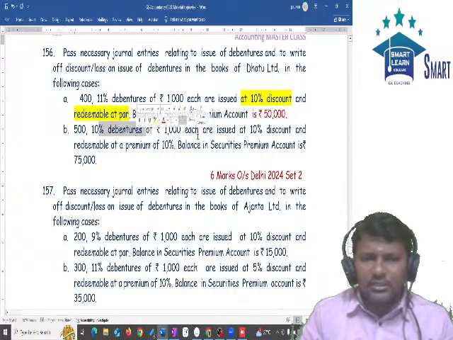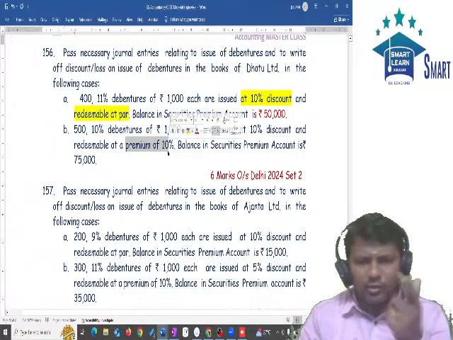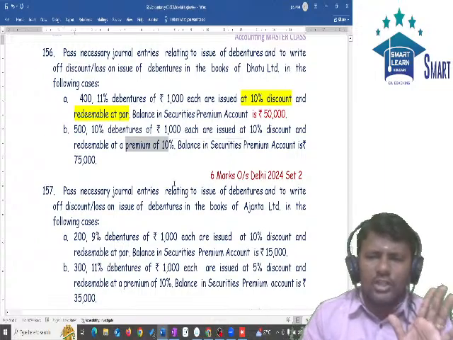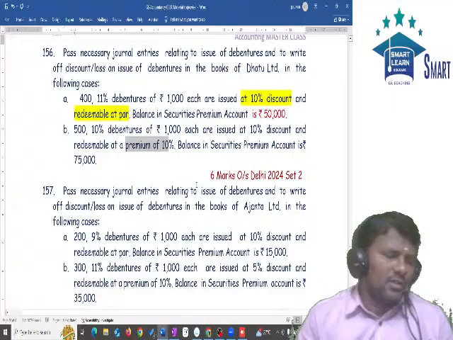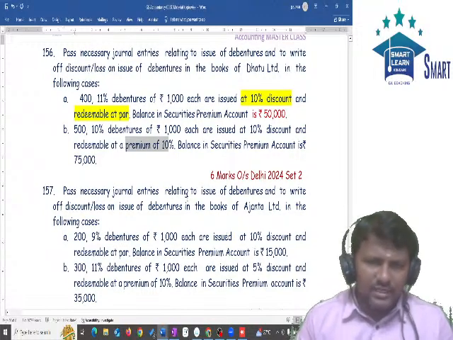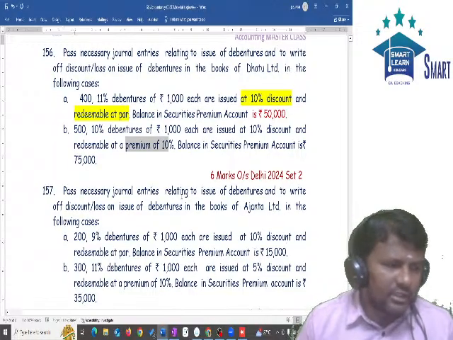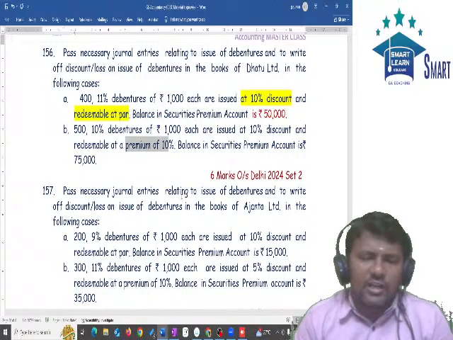The second scenario: 10 percent debentures of rupees 1000 each, 10 percent discount and redeemable at a premium. Last question, same thing, numbers alone changed. Still you try first, then we will discuss the answer. I will give you 3 minutes time. Once you have completed this, put a message, then I will proceed further. Same as the last question, just numbers alone changed.